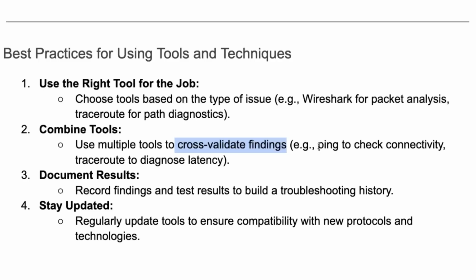So you can use ping to check the connectivity to a given host, and then you can use traceroute to diagnose the latency to that same host, because ping will also give you some kind of a latency response, but traceroute will give you a little bit more detail on that, and then it will also give you the full path that a packet is taking. Ping isn't going to give you the path that a packet is taking.